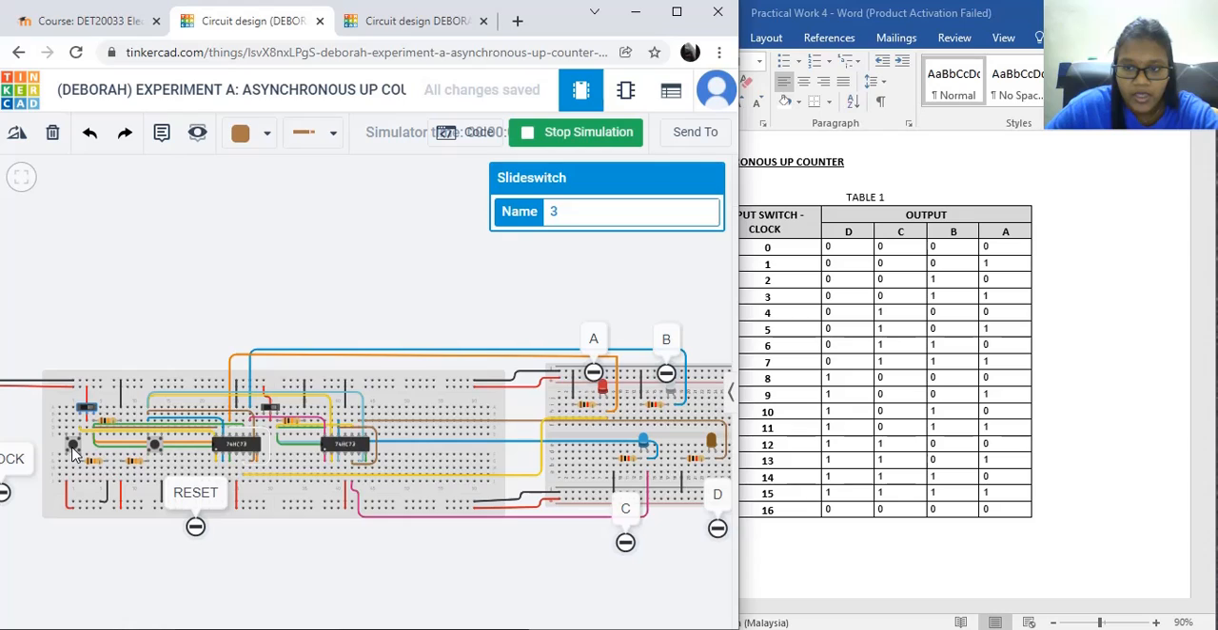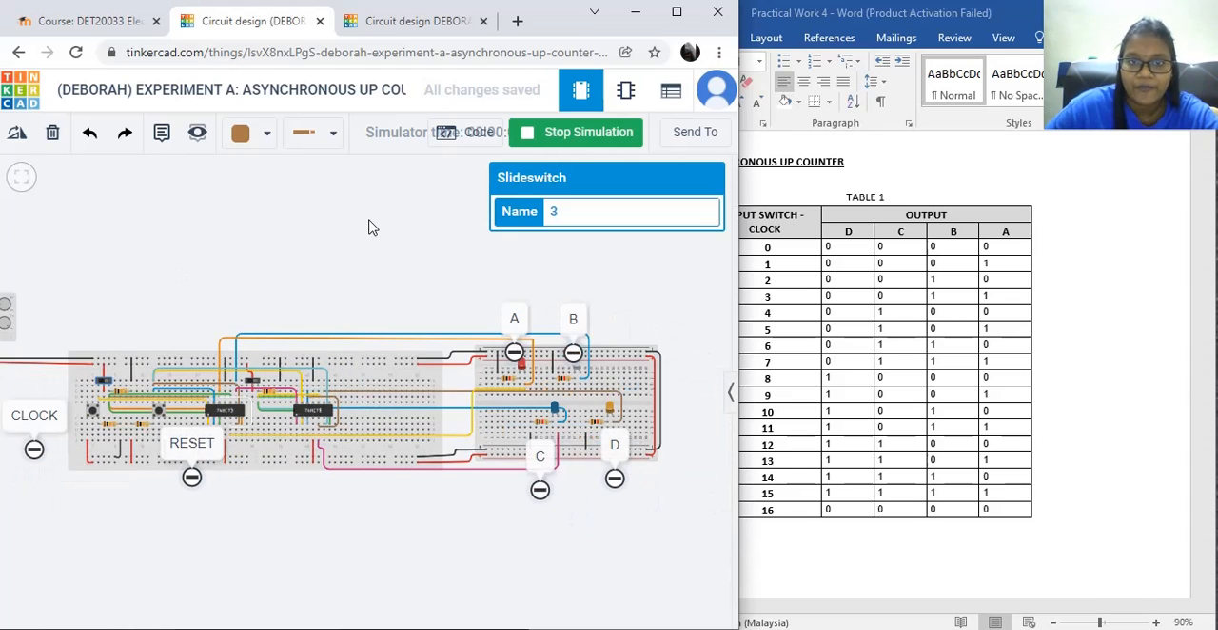Okay, A1 B1 D1, and I go for the 12th, C1 and D1, and I go for the 13th step, A1 C1 D1, and I go for the 14th step, B1 C1 D1, and then 15, which is all will be lit up: A1 B1 C1 D1. And then last, none will be lit up, so all will be A0 B0 C0 D0. So this is the result from my experiment A, the asynchronous up counter.